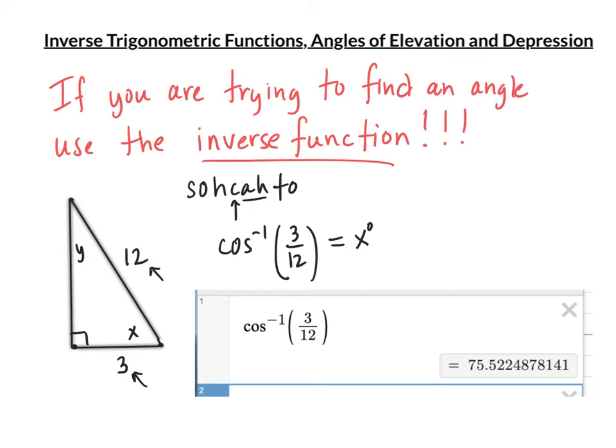I plug that into Desmos. Make sure you click the little tool icon and choose degrees, not radians. You can get this little -1. It's not actually a power, it means inverse, but if you hit the Shift 6, which is the exponent, and type -1, Desmos understands you mean inverse. Or you can click on the lower left and bring up the keyboard and click functions, and you'll see the inverse function there. But we can see here, we'll round to the tenth, it's about 75.5 degrees.